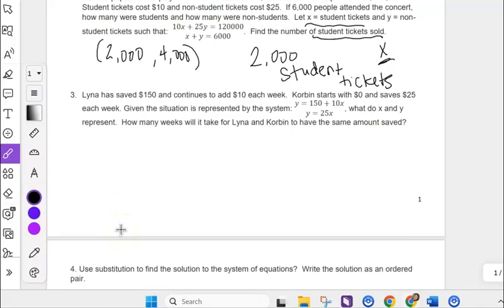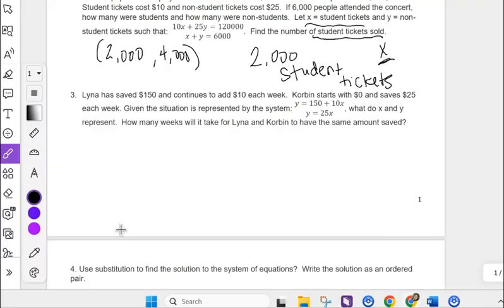Now, number 3 is the same way. Lena has saved $150 and continues to add $10 each week. Corbin starts with $0, saves $25 each week. Given the situation is represented by the system y equals 150 plus 10x and y equals 25x. What do x and y represent, and how many weeks will it take for Lena and Corbin to have the same amount saved? So what does x and y represent?